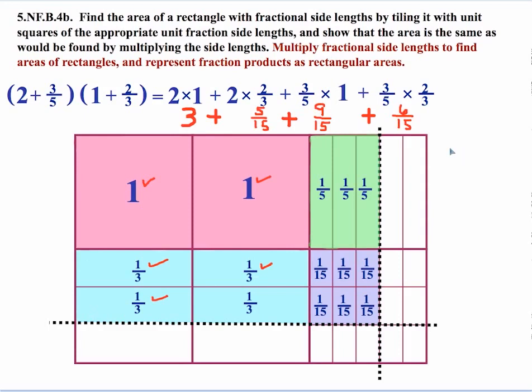Now let's go ahead and work it using this method. We get a common denominator so that we can combine these, and so that we have 15ths. 5/15 plus 9/15. Okay, now our 6/15, that's our last partial product. That's represented physically down here.